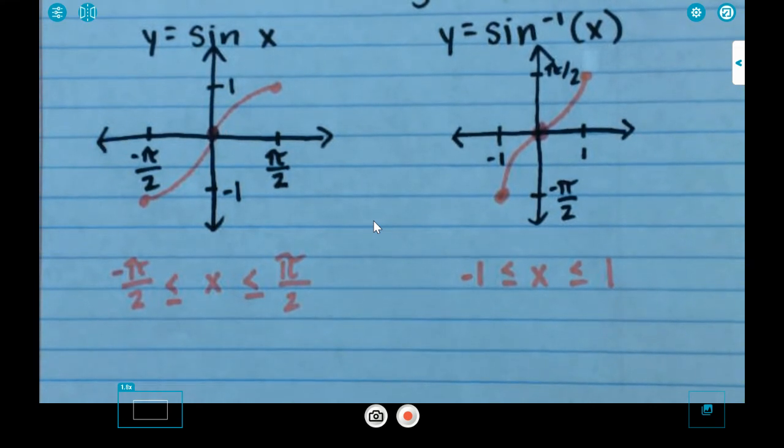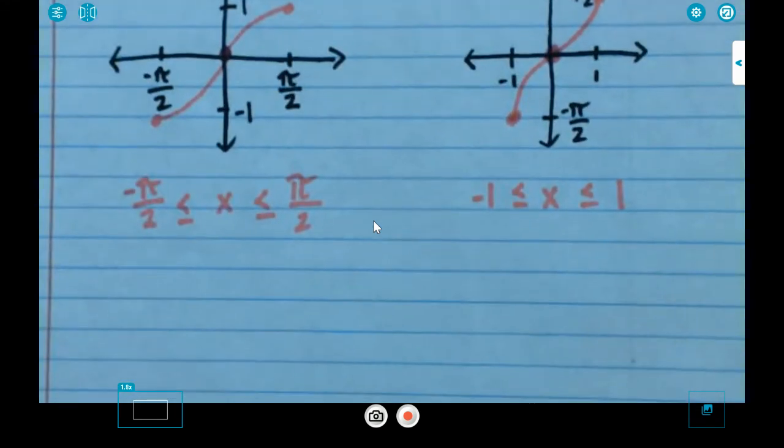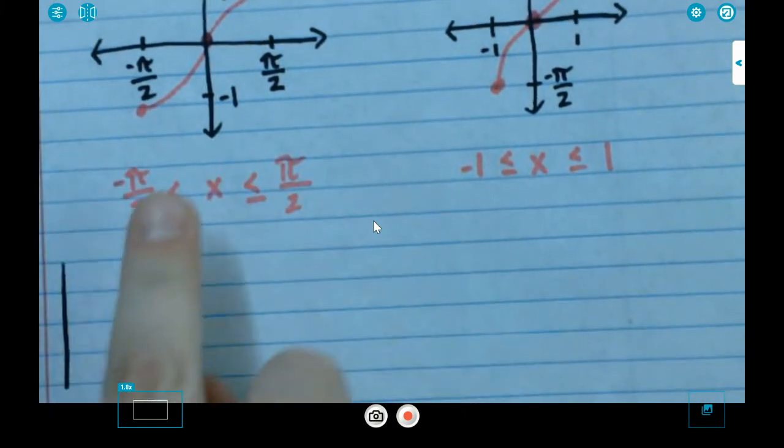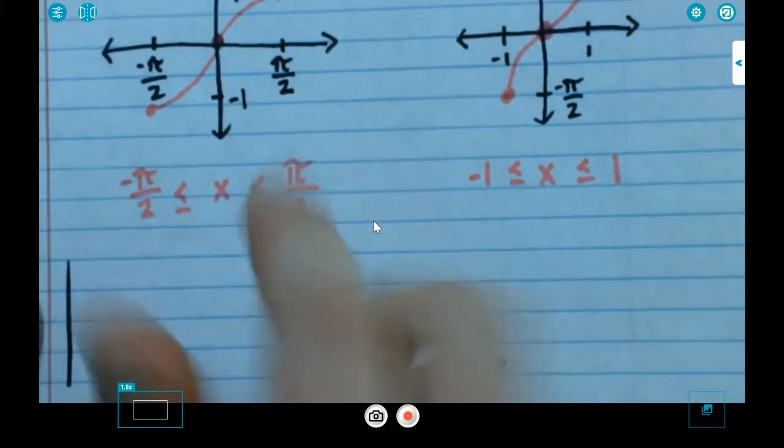And when I said, hey, today is one of those days where you're just going to literally use your notes to do your assignment, this was what I was talking about, the table we're about to make. So our exact values of sine, we're going to put in a table, and we're going to go from negative pi over 2 to pi over 2.